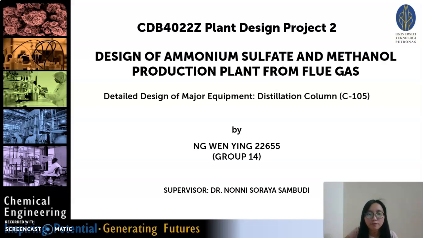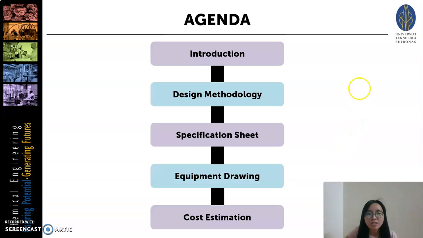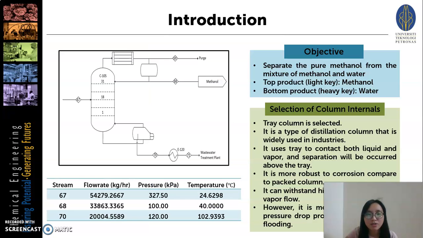Today I am presenting about the detailed design of major equipment for the ammonium sulfate and methanol production plant from flue gas. The major equipment that I designed is the distillation column. The agenda for this presentation includes introduction, design methodology, specification sheet, equipment drawing, and cost estimation of distillation column C105.